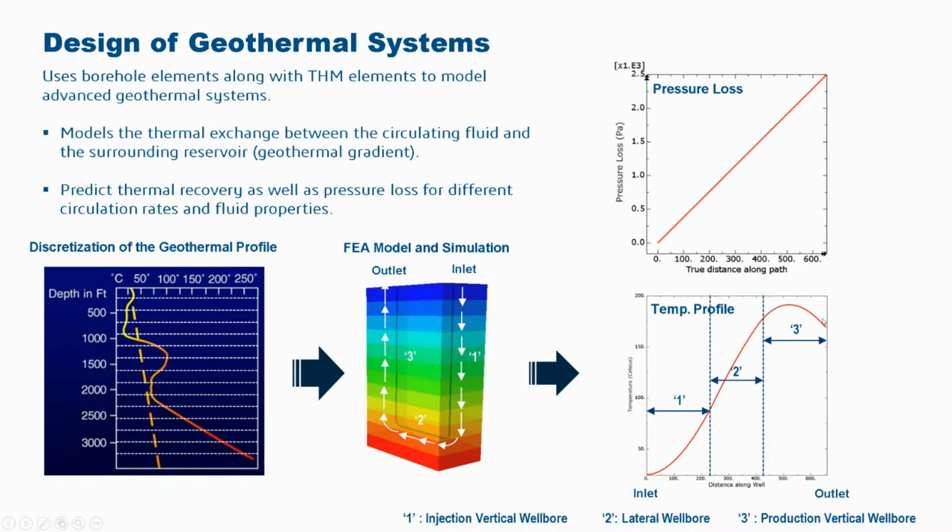You can also track the pressure of the fluid, and you can map the pressure losses that the fluid incurs as it travels through the borehole, as shown on the plot on the right. So in essence, you can track the temperature, total pressure, and the pressure loss of the fluid as it travels through a geothermal loop.